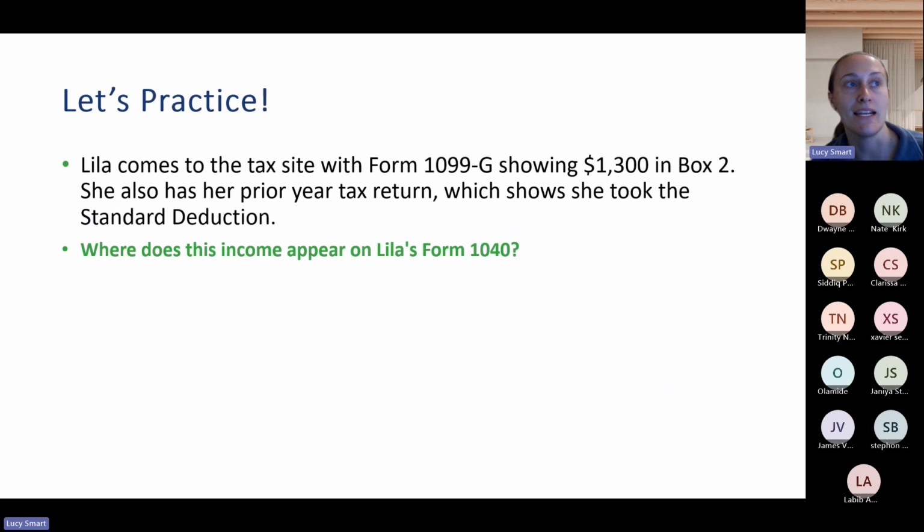So it's Form 1099-G box 2. We know that's a state or local refund. And then we are able to look at her prior year tax return, which shows she took the standard deduction, meaning she did not itemize. So do we need to include this state tax refund on the tax return? Nate says nope.